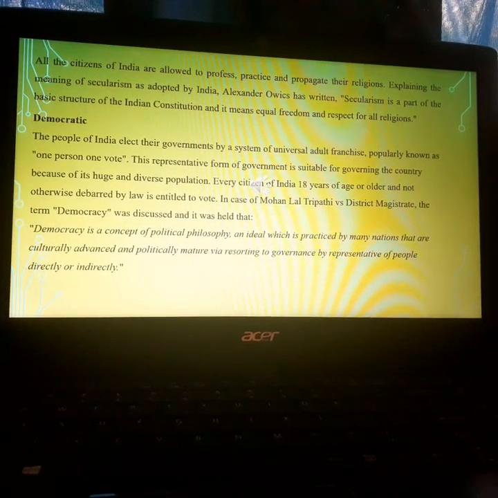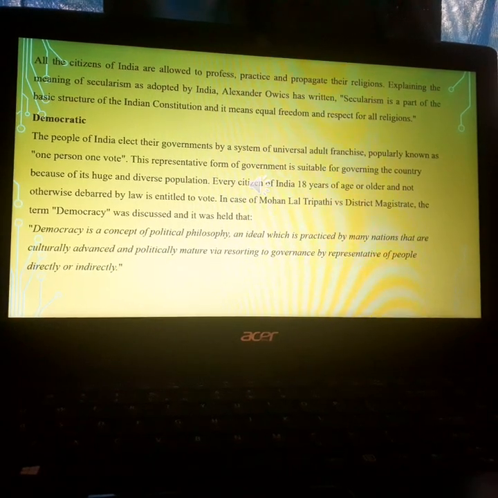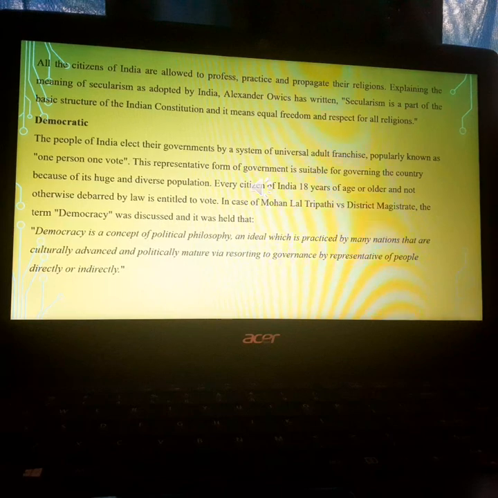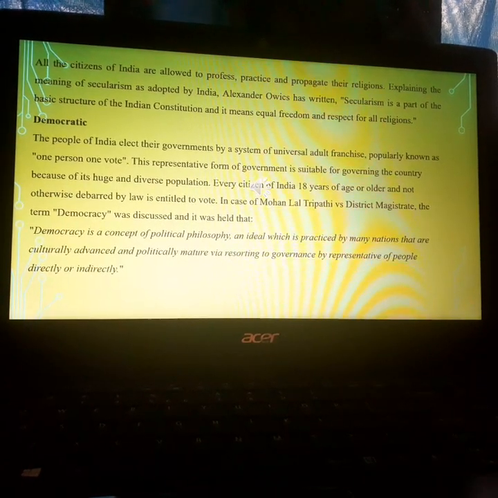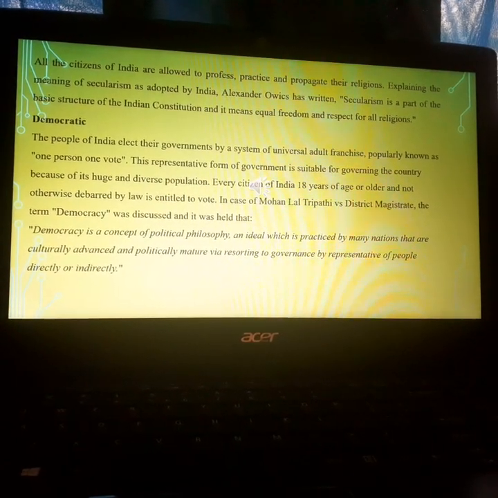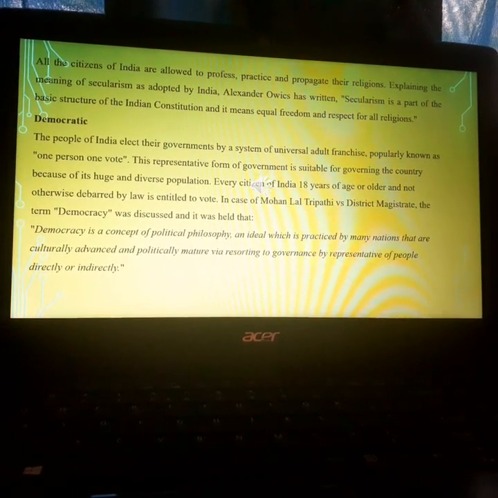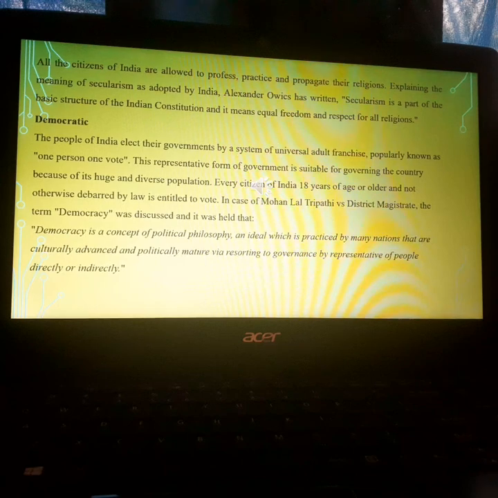Explaining the meaning of secularism as adopted by India, Alexander Oviks has written, secularism is a part of the basic structure of the Indian Constitution, and it means equal freedom and respect for all religions.